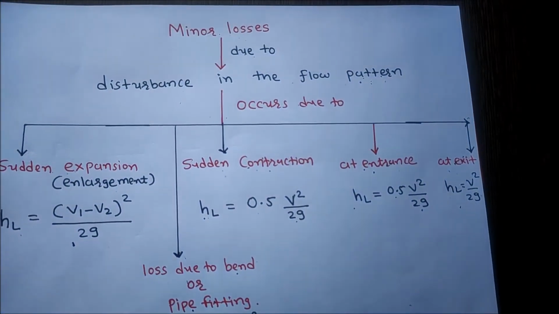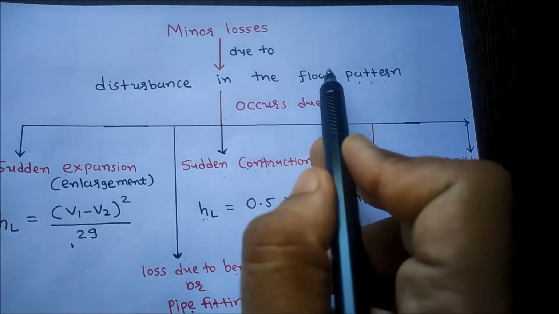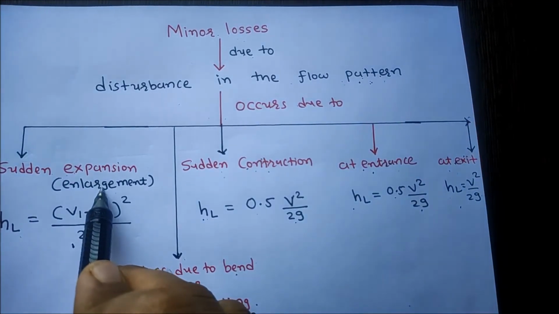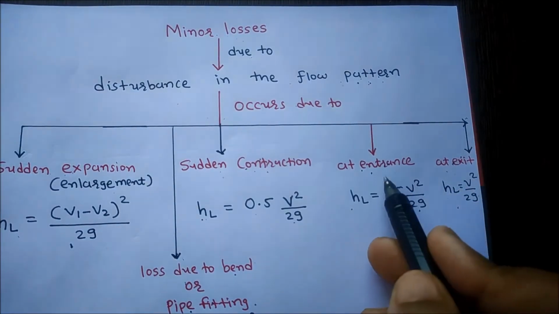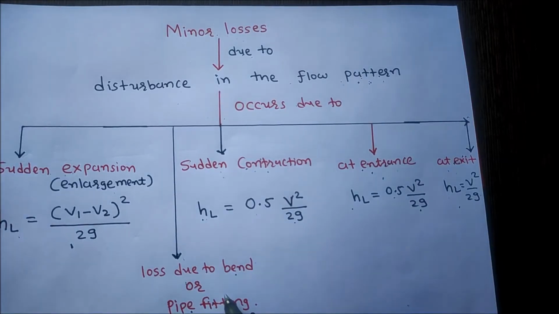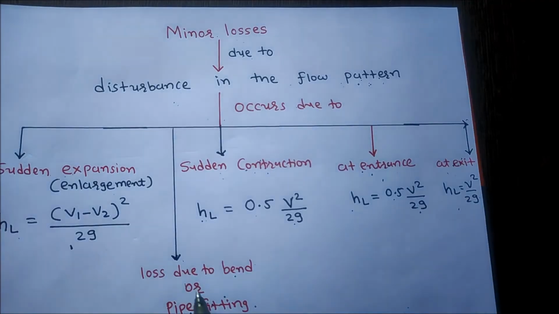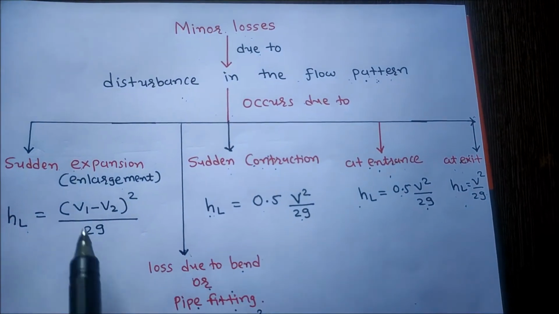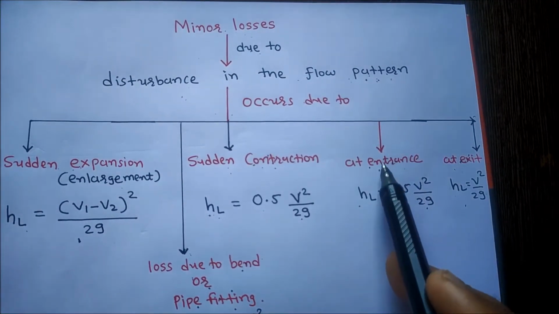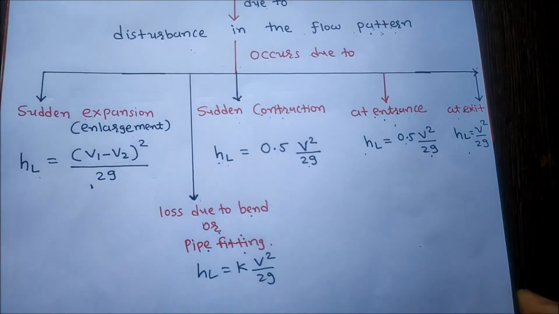So minor losses mean the losses due to the disturbance in the flow pattern. And disturbance of the flow pattern happens when there are sudden enlargement, sudden contraction, at entrance, at exit, bending or pipe fittings. Those are the cases where there is a disturbance in the flow pattern, and these are responsible for minor losses. So we remember these equations: head loss due to sudden expansion, head loss due to sudden contraction, head loss at entrance, at exit, and head loss due to bend or pipe fittings.